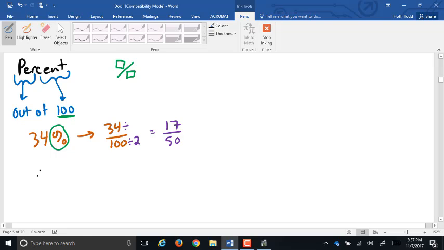What if we had something like 65%? What's that going to become? So yeah, 65 over 100. What can both of those be reduced by? 5. There we go. So 13 out of 20.